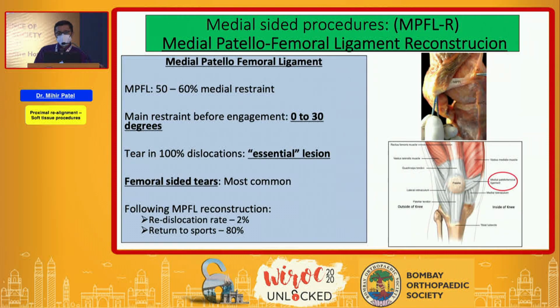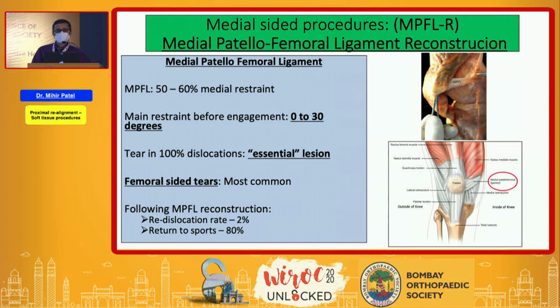So coming to the medial patellofemoral ligament reconstruction, we have to understand that this is the main restraint from the medial side, 50 to 60%. The only thing which holds the patella before 30 degrees, or before it engages in the trochlea, is the MPFL, and it is torn in most dislocations, and hence it's the essential lesion when we see a patient with an acute or a recurrent patellar dislocation.